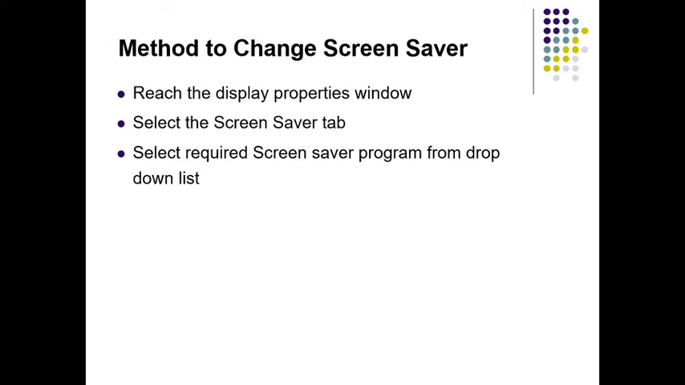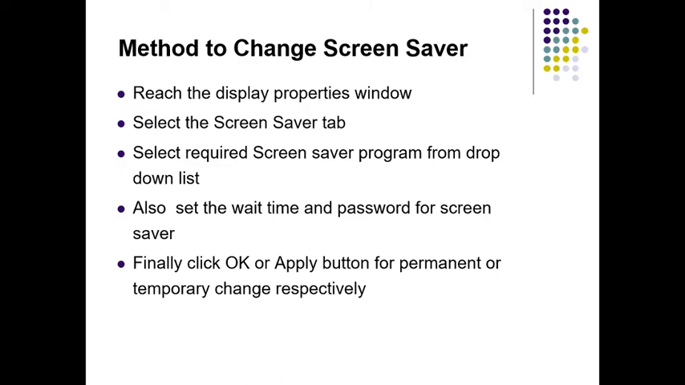Next, method to change screensaver. How to change the screensaver: first step, reach the display properties window. Second step, select the screensaver tab. Third step, select required screensaver program from drop down list. Fourth step, also set the wait time and password for screensaver. Fifth step, finally click OK or apply button for permanent or temporary change respectively.